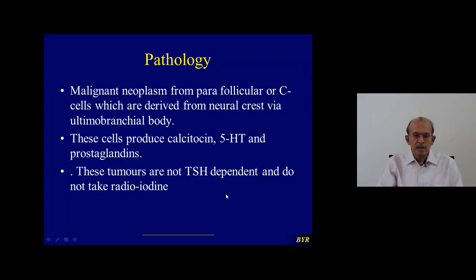The tumors are not TSH dependent and do not take up radioiodine. The differentiated tumors are TSH dependent, but these are not TSH dependent.